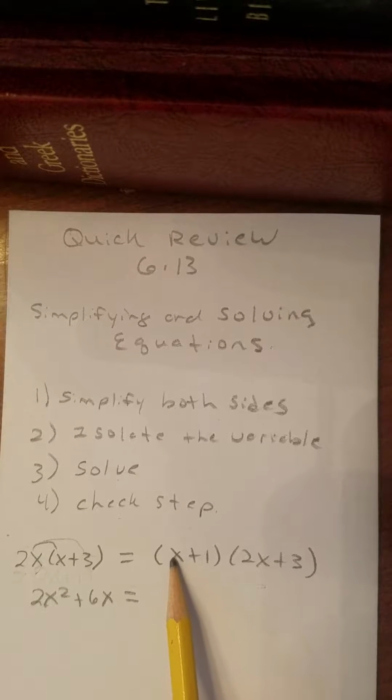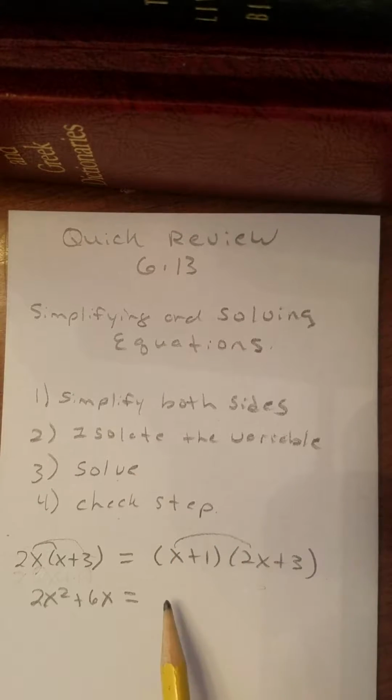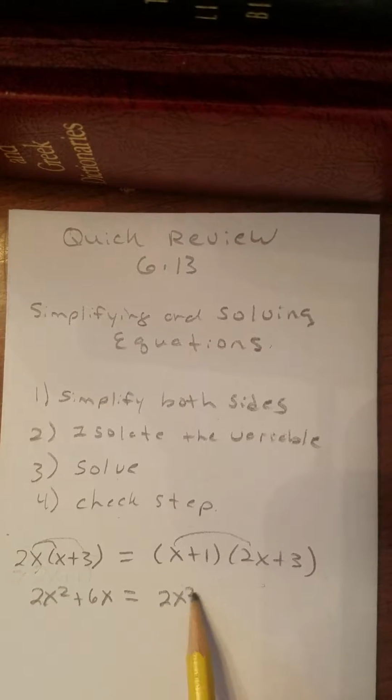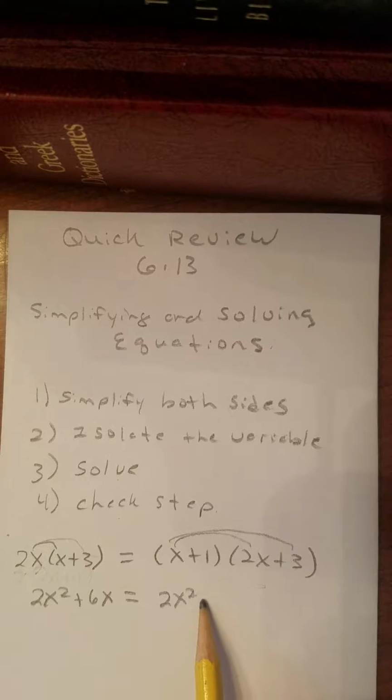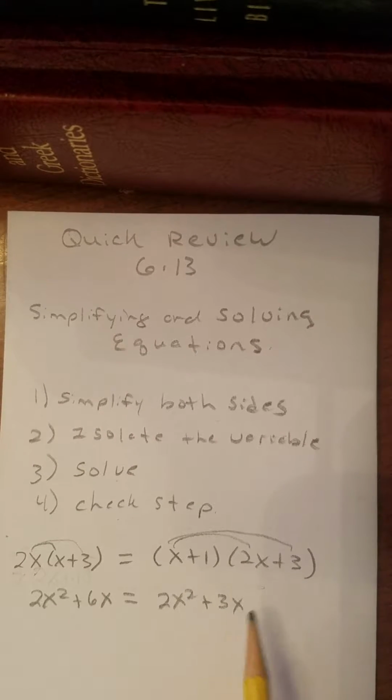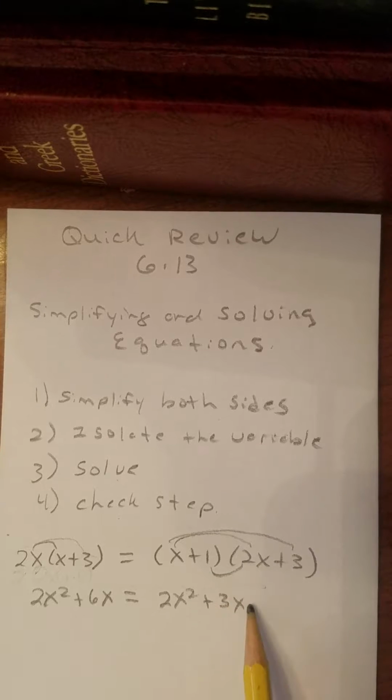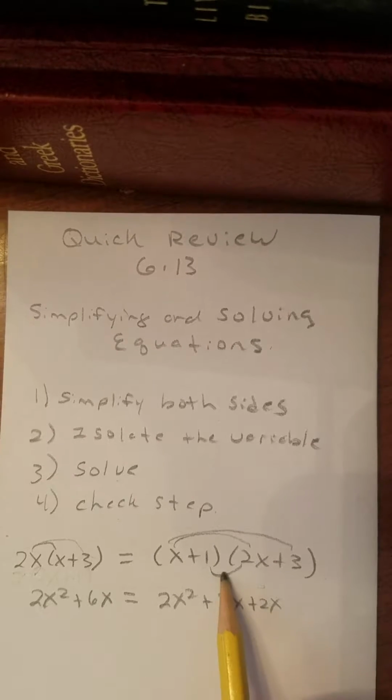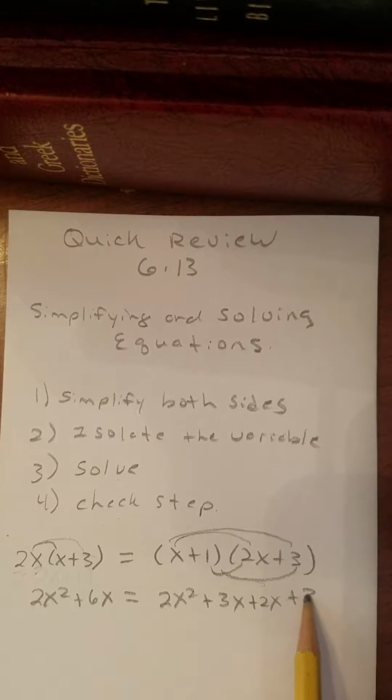Simplify the other side. We're going to distribute. Take the x times the 2x and get 2x squared. X times the 3 and get 3x. Take 1 times the 2x and get 2x. And 1 times the 3 and get 3.